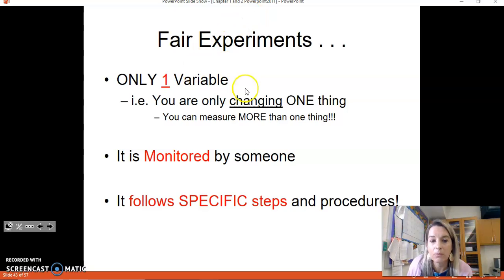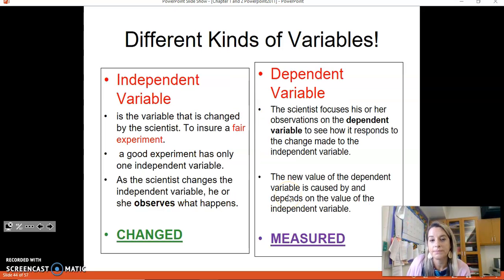Fair experiments only have one variable, that you are changing only one thing, and you're monitoring it, and you're following specific steps. If you have more than one variable, you have no idea what actually caused the change to your plant. So if I change the amount of sunlight and the amount of water, but keep the amount of sunlight and water the same for 2 other plants, and then I'm trying to compare, I don't know whether the sunlight caused the change or if the extra or the less water made the change. So it's only one variable changed at a time. One for a fair experiment.